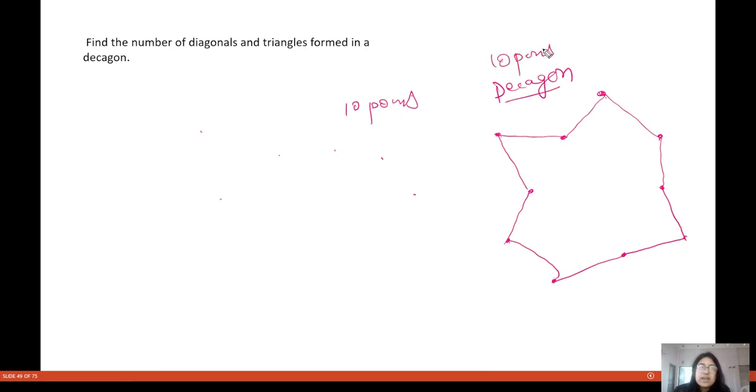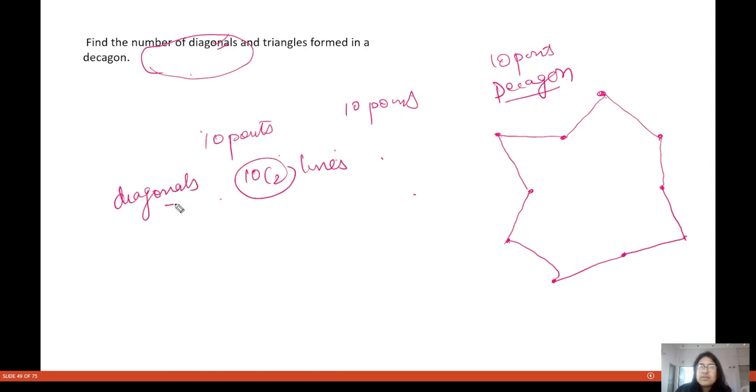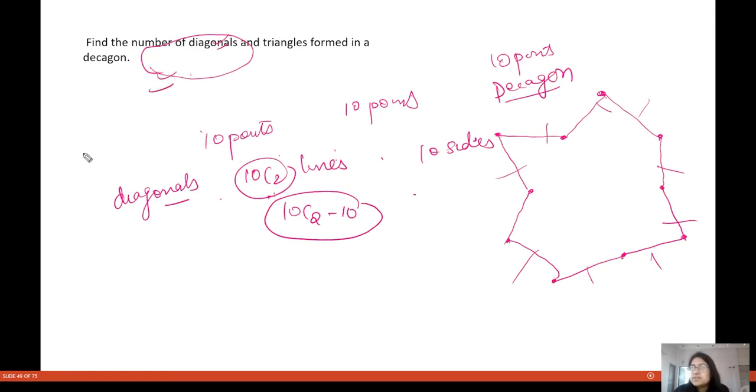Now it is asking to find the number of diagonals. There are 10 points. How many lines can be formed out of them? 10C2 lines can be formed. But this is asking about diagonals. In these 10C2 lines, the sides are also included, but these are not diagonals. How many sides are there in a decagon? 10 sides. So you just subtract 10C2 minus 10, and you get your number of diagonals. And what about triangles?